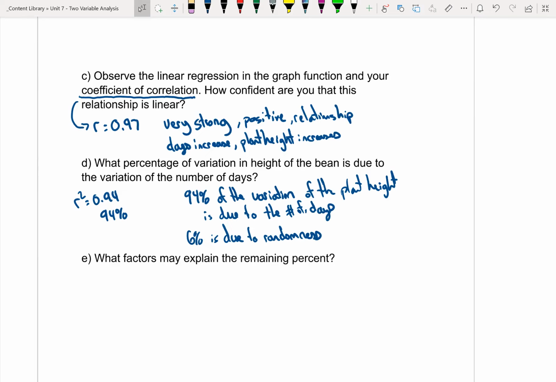So what factors may explain the remaining percent? What other variables could we not be accounting for? It could be something like the amount of water used. It could be something like the amount of light it gets. It could be the temperature. It could be the soil pH. Any factors other than the number of days would account for that 6%.